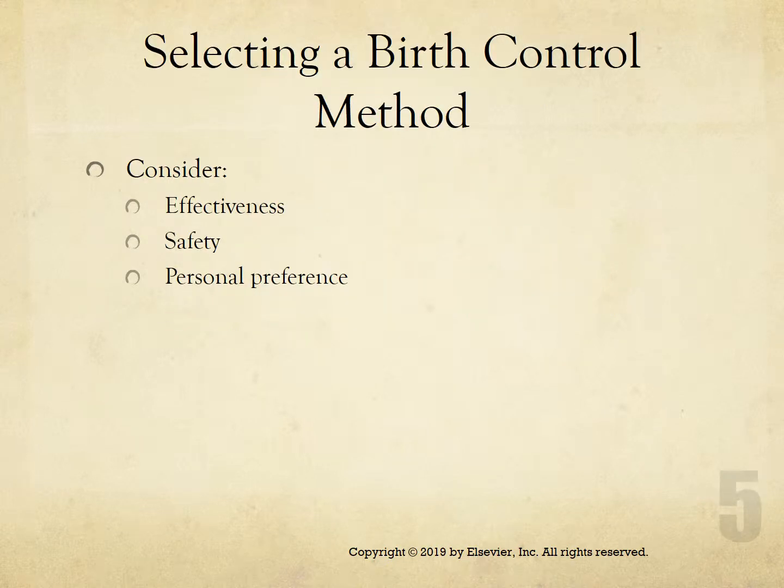When selecting a birth control method, you have to consider the effectiveness of the method. You need to consider the safety for the patient, considering any comorbidities, and the personal preference of the patient.